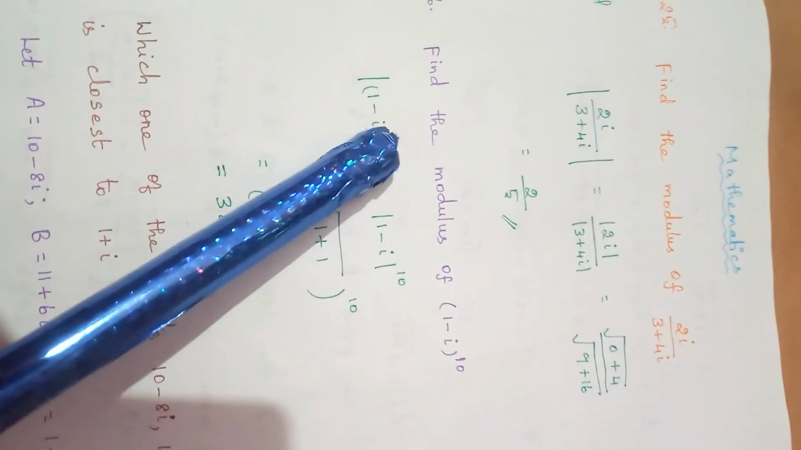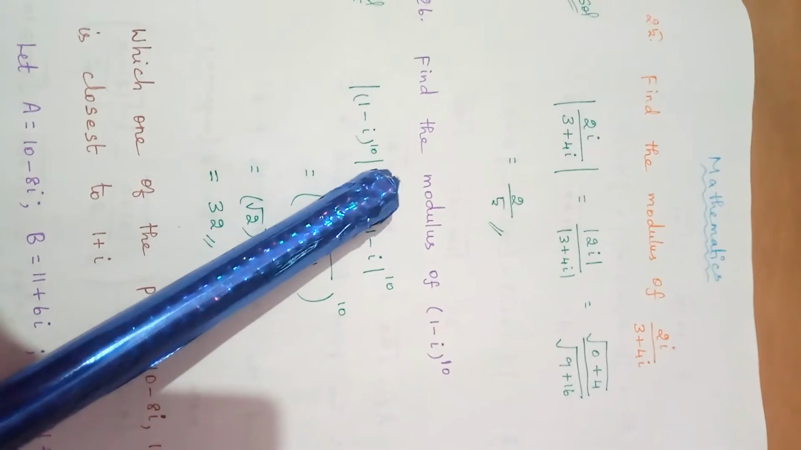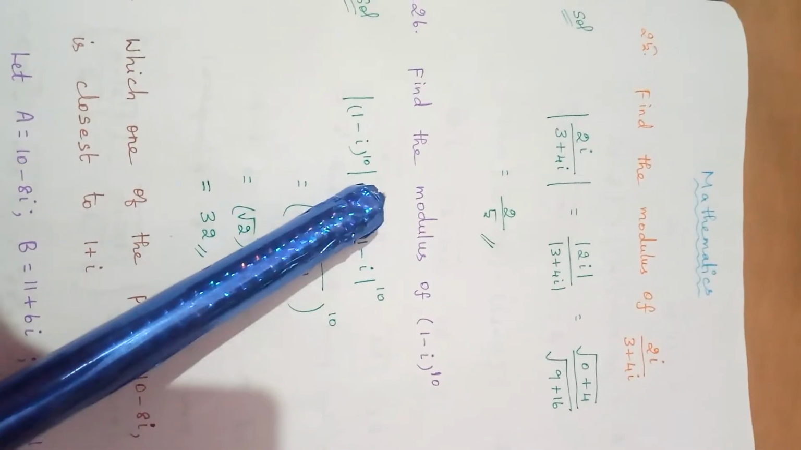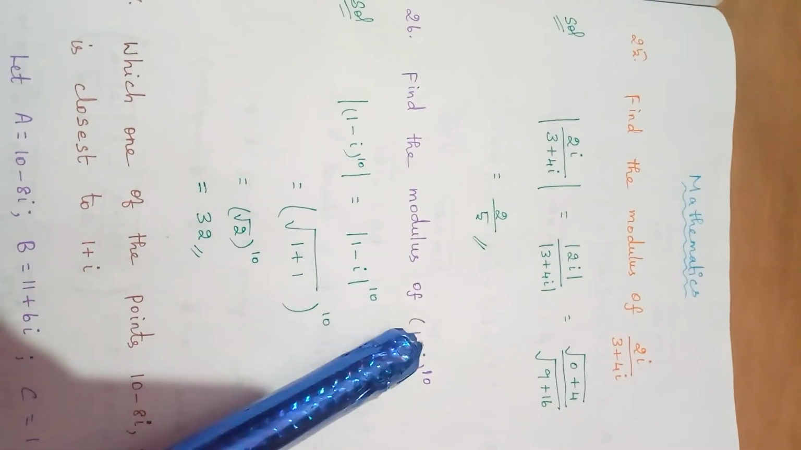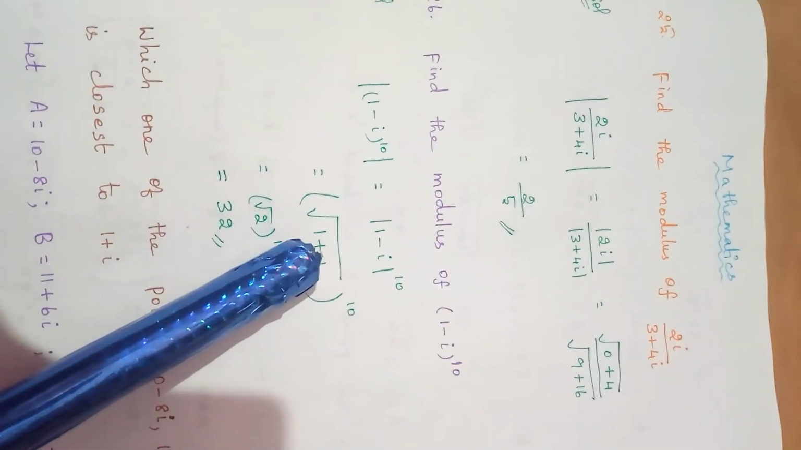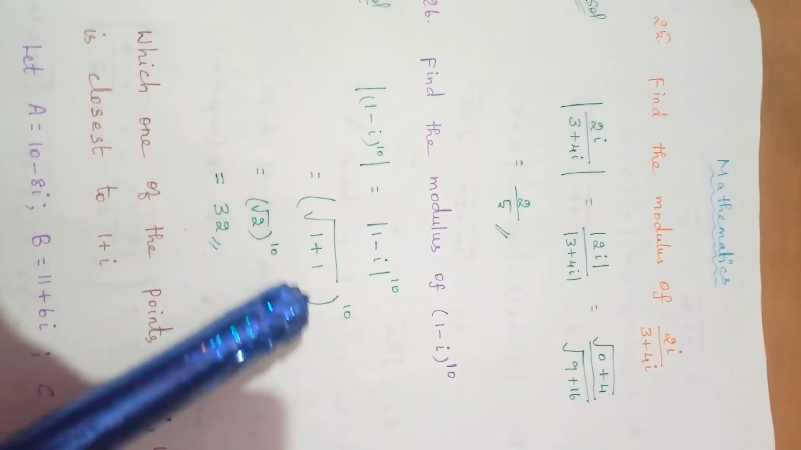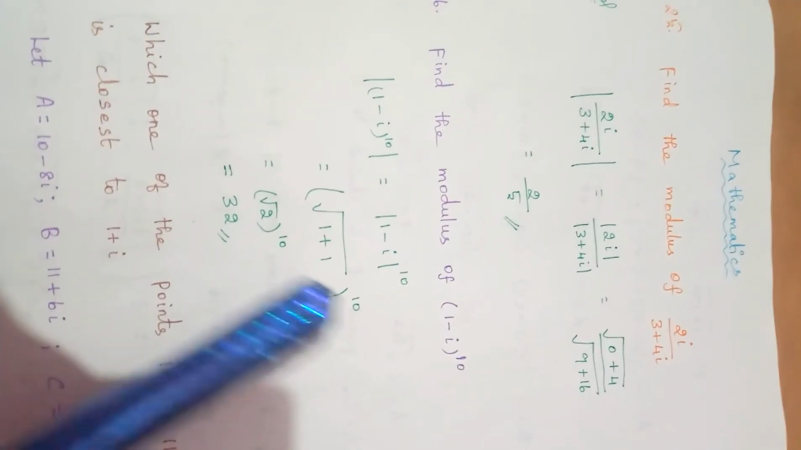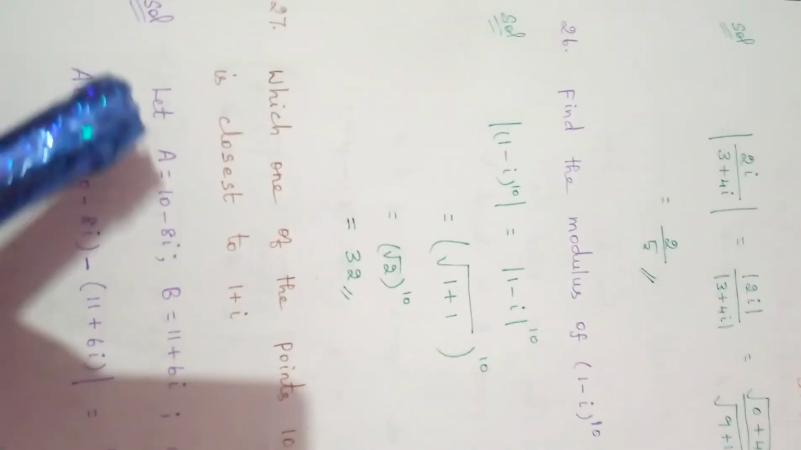The concept is that power and modulus can be interchanged. The modulus comes in, the power goes out. Then we calculate the value using the modulus formula. What is the formula for modulus? Root of a square plus b square. I have not written it here, you should know that. Okay, we'll go for the next one.